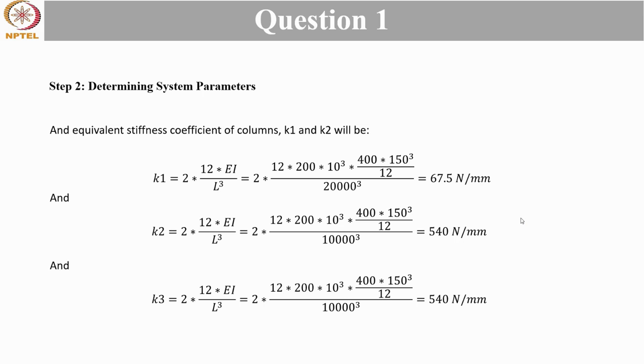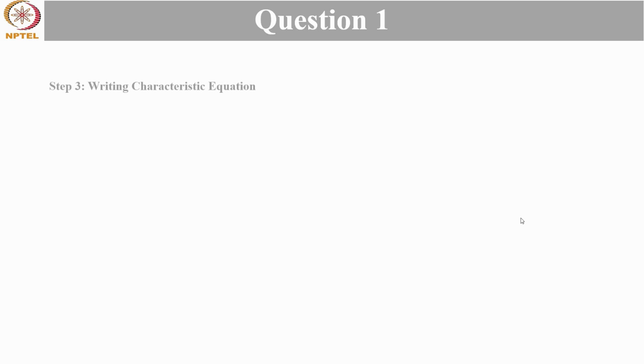So we have seen in week one of the course, equivalent stiffness coefficient when the columns are in parallel is direct summation. So K1 will be 2 times 12 EI by L cube, so it will come out to be 67.5 Newton per millimeter. K2 will come out to be 540 Newton per millimeter, and K3 will come out to be 540 Newton per millimeter. So this is how we obtain the mass and the stiffness coefficient.